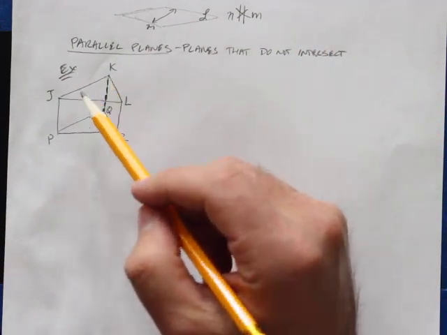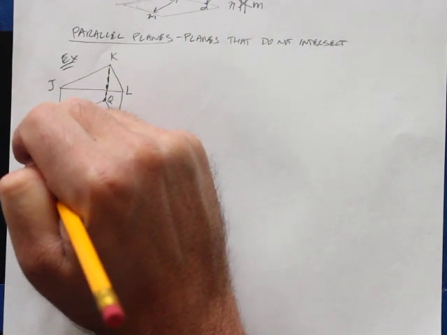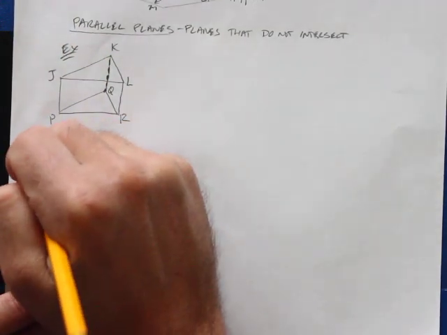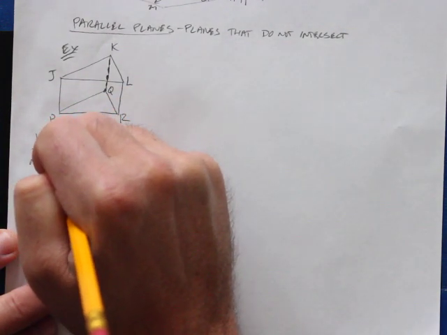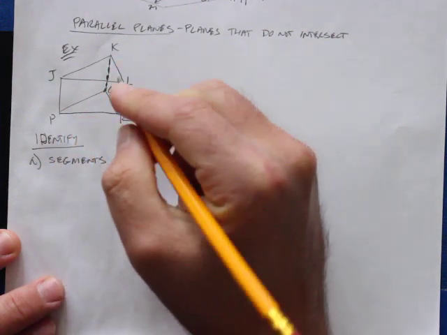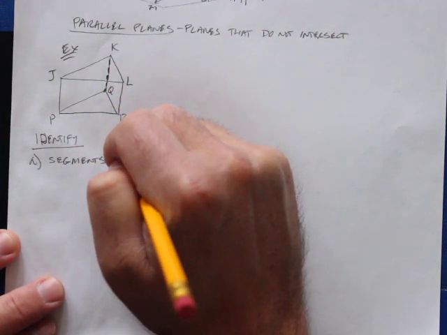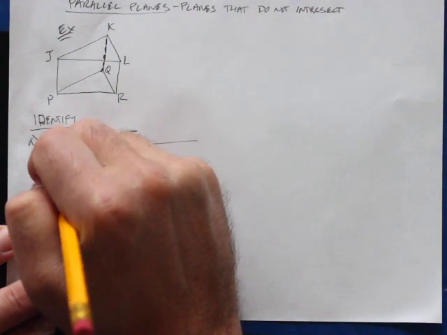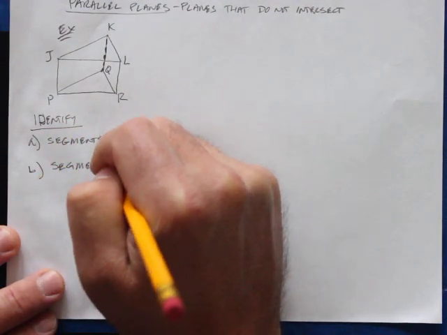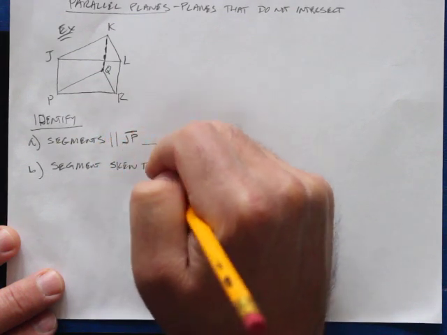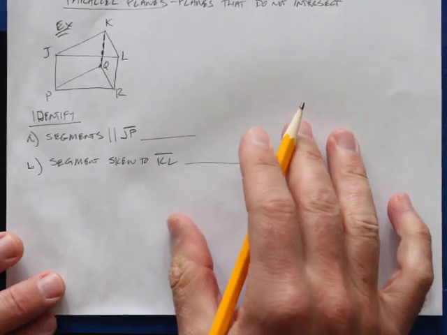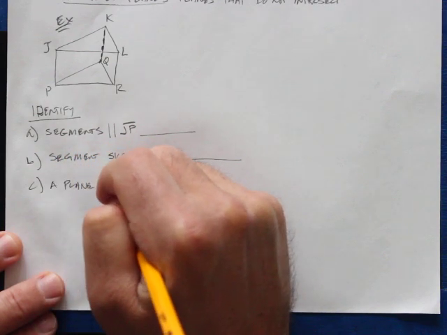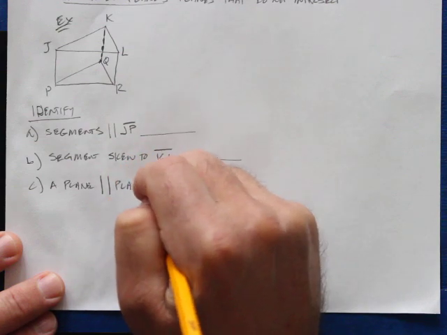Okay, so you might get something in your homework that looks like this, and you are going to be asked to identify segments that are parallel to JP. So we'll look at that in a second. We've got three things that we're going to look at. A segment that is skew to segment KL, and a plane parallel to plane PQR.